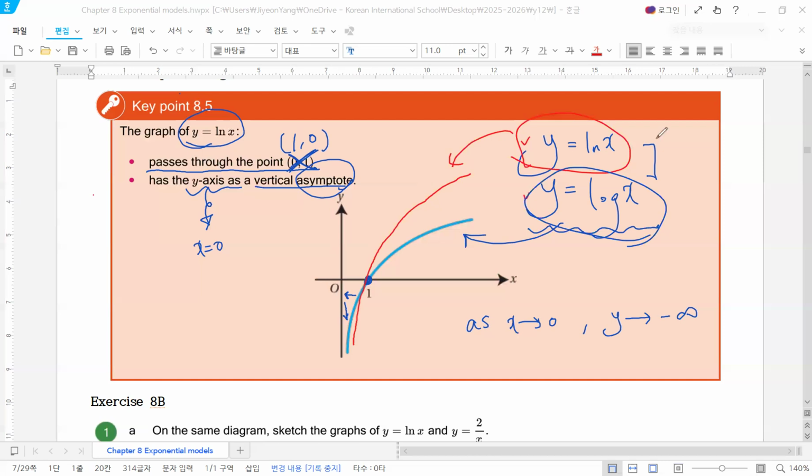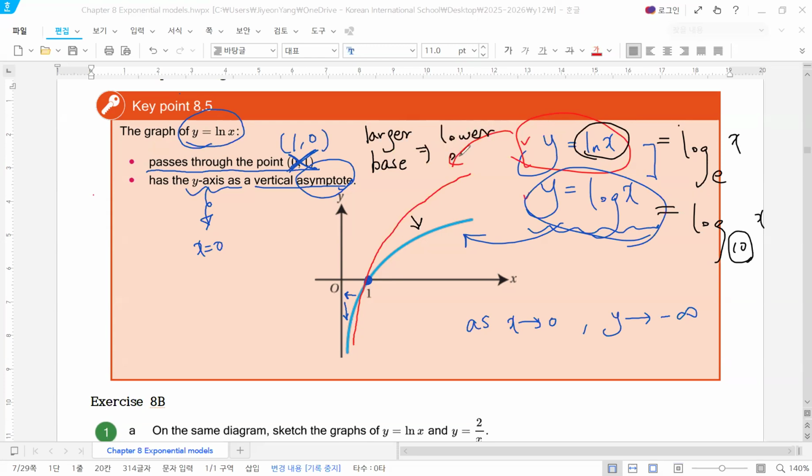So do you remember what base ln(x) has? What's its base? e. And what's the base of log x? 10. Which base is bigger? 10. So as you can see, as the base is bigger, the graph is lower. Can you see that? Okay. Please write down: larger base, lower graph.